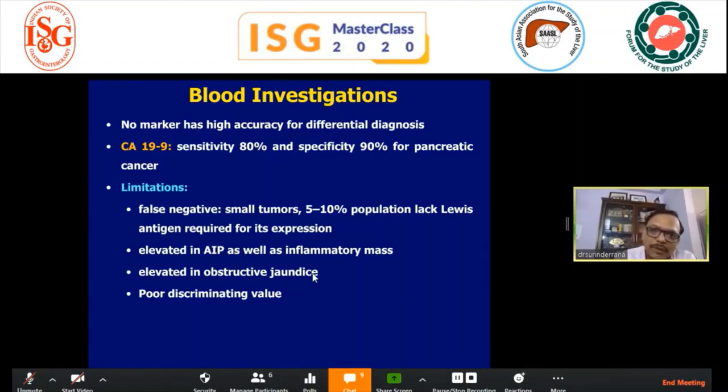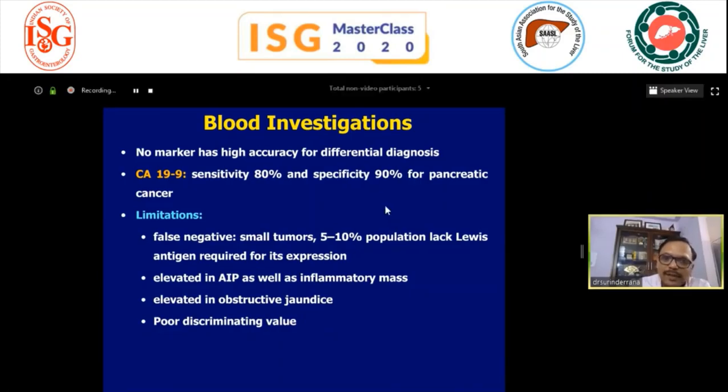But then it cannot be used for a differential diagnosis because of certain limitations. First and foremost, you can have false negatives in lesions which are less than 2 centimeter, and 5 to 10% of population lack the Lewis antigen which is required for its expression. So these patients will have false negativity despite having an adenocarcinoma. And we all know that in patients with autoimmune pancreatitis, inflammatory masses, as well as in obstructive jaundice, the CA19-9 is elevated. Hence, it has got a very poor discriminating value for differential diagnosis.